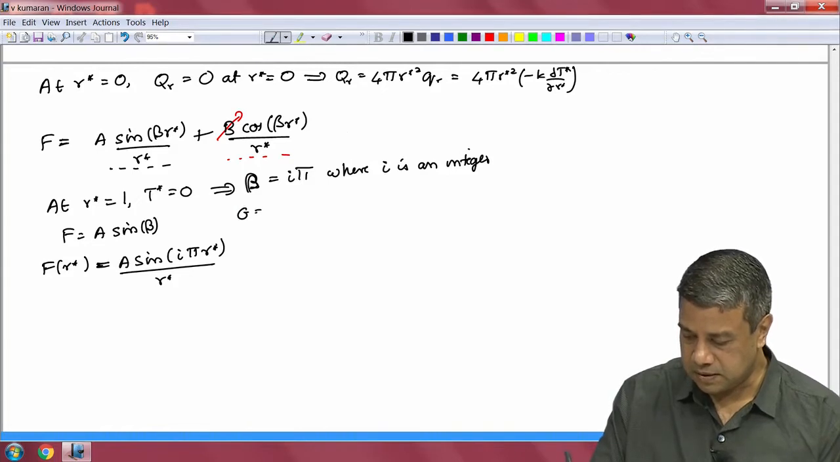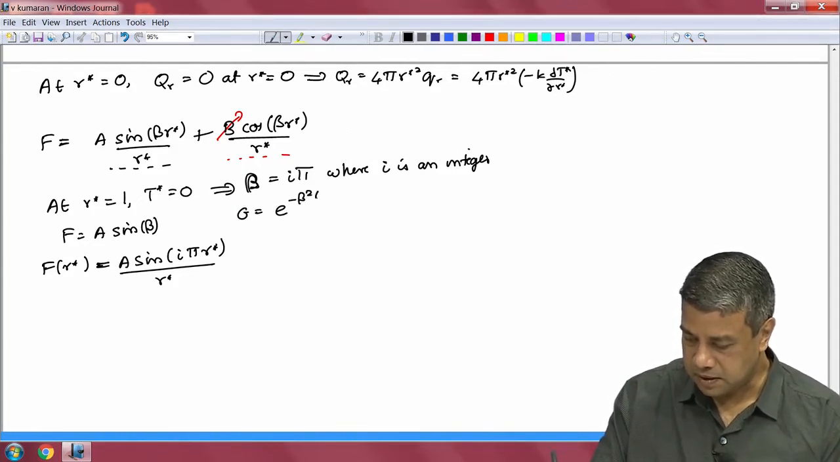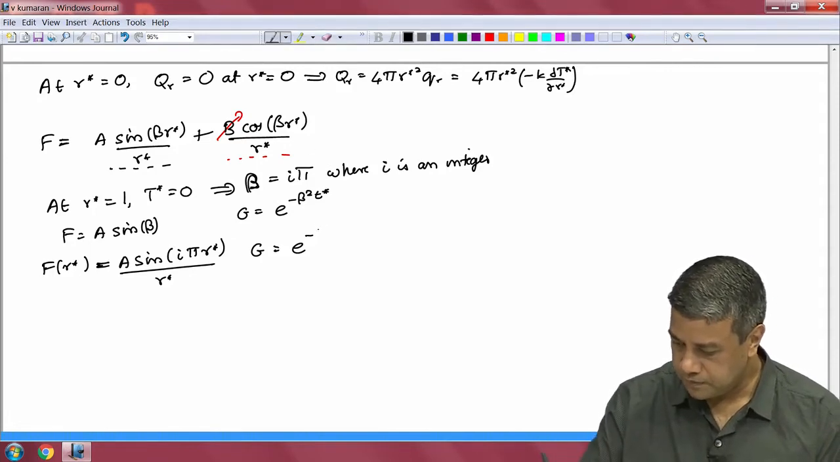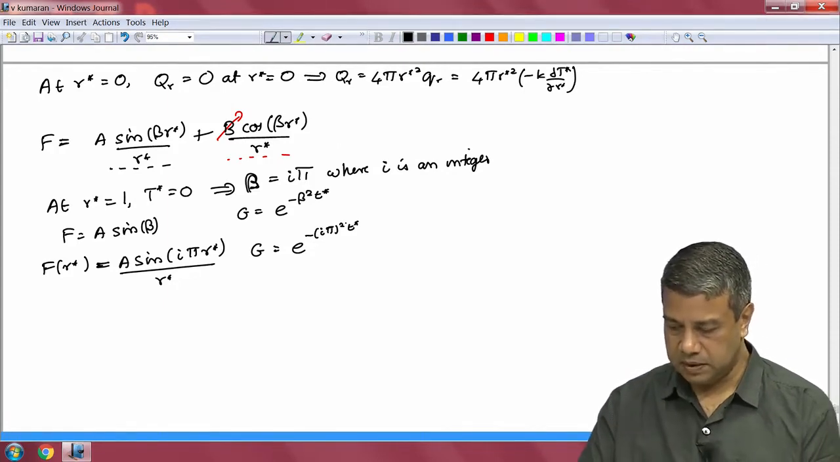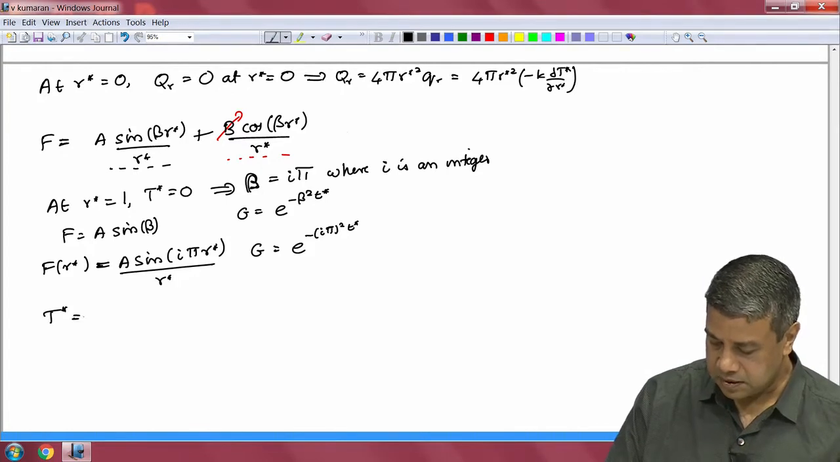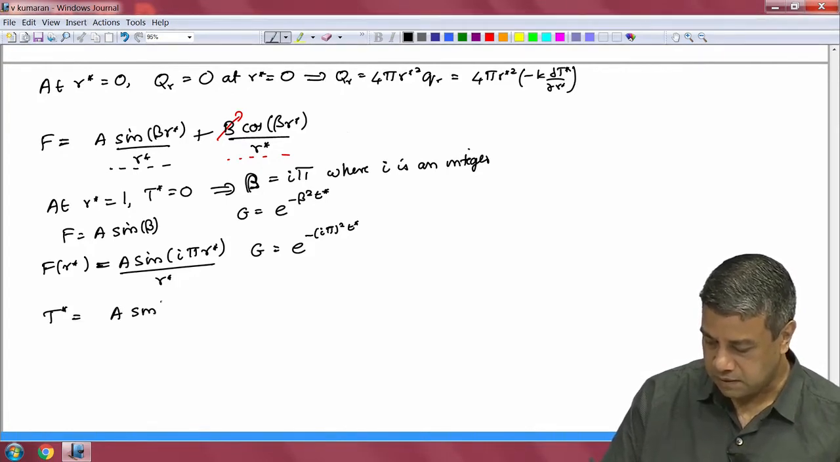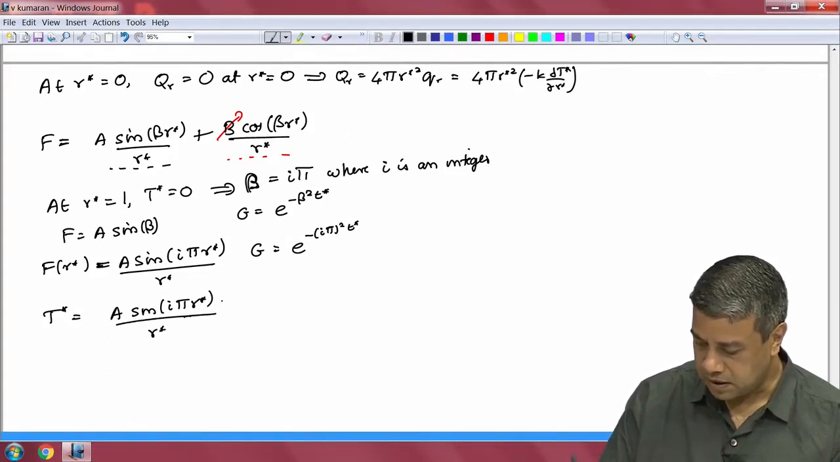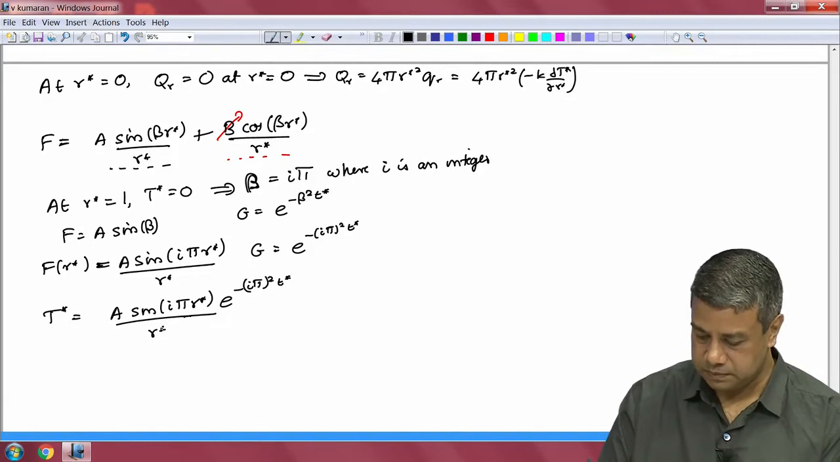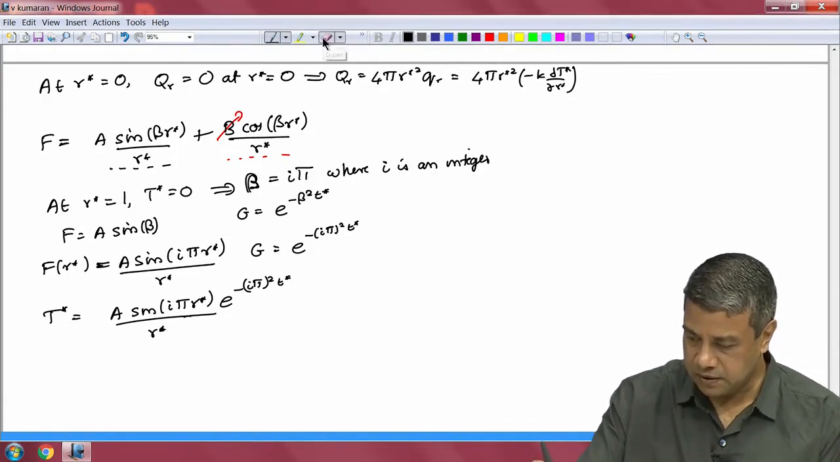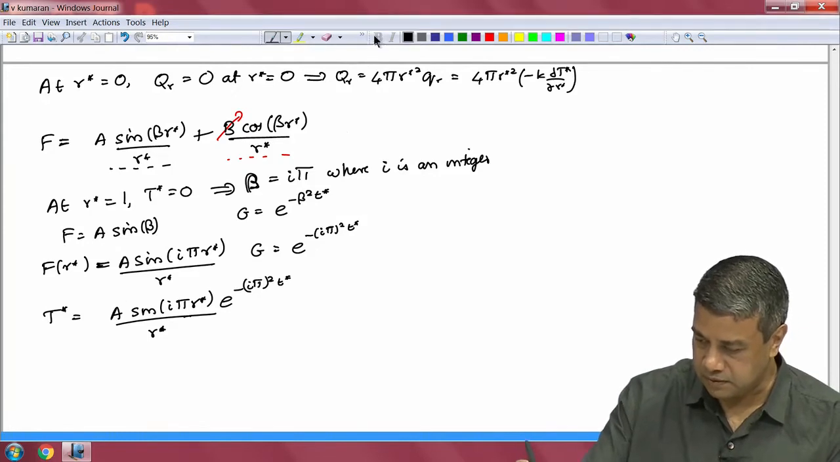And recall that g was equal to e power minus beta square t. Therefore, g is equal to e power minus I pi the whole square t. And therefore, the solution for the temperature is equal to A sine of I pi r by r times e power minus I pi the whole square t. This is a solution for any value of I.